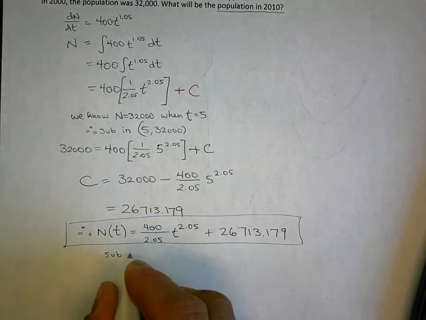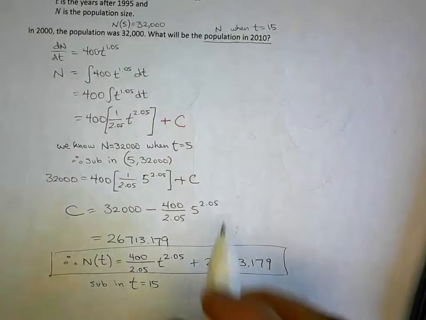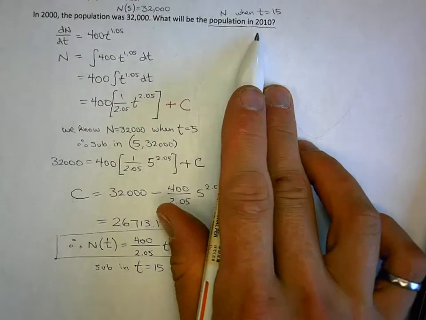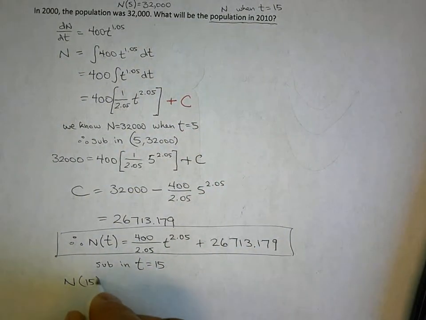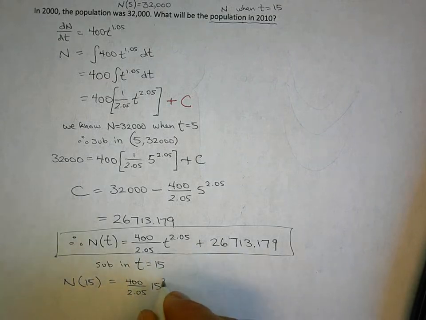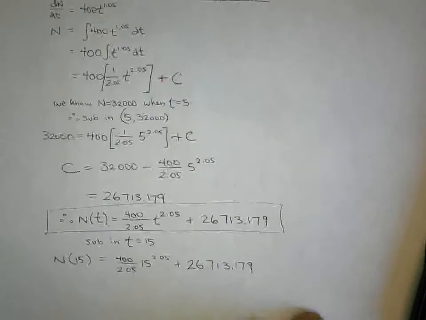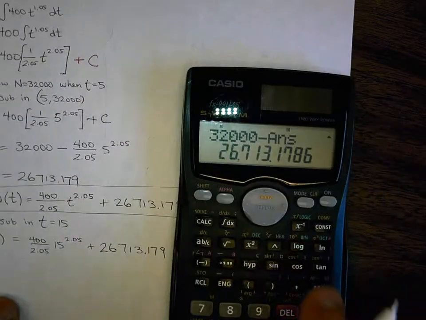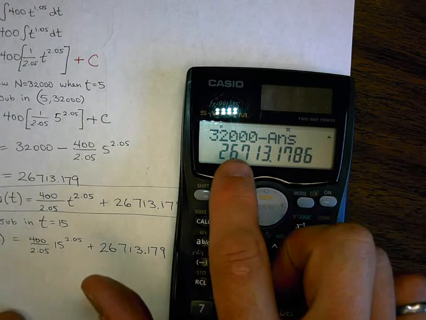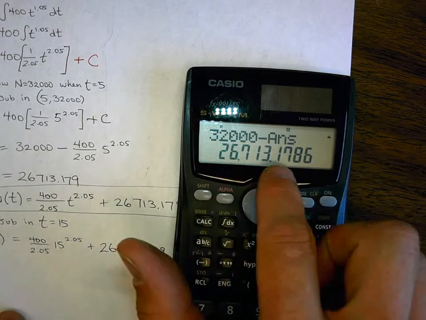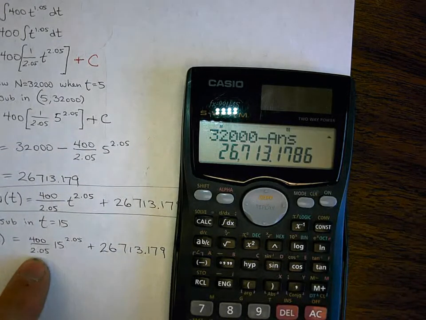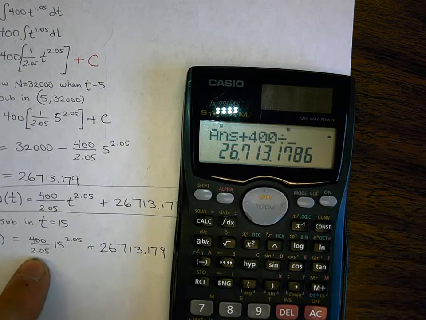So now I'm going to sub in t equals 15 because I want to find the population, n, when t is equal to 15. So now n at 15, well, this is the easy part. I just sub it into my formula I just made. Okay, and what's neat is that you can just use your calculator. So watch this trick. Hopefully you guys know this trick. I'm just going to leave this in my memory so I have all the extra digits, and now I'm going to add it to this other expression. So plus 400 divided by 2.05 times 15 to the power of 2.05.